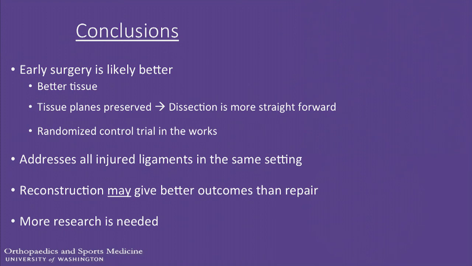Early surgery is likely better because the tissues are better, the planes are better. It's easier to actually find the nerve and do all these things when it's early, and not late when it's all scarred down. And there's actually a randomized trial that we're looking at the timing of these injuries and how that might affect outcome. That's actually just about to start. We got some funding from the DoD that's based out of the group at Pittsburgh.